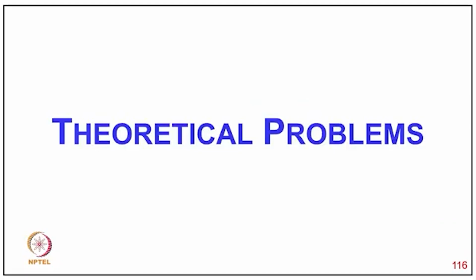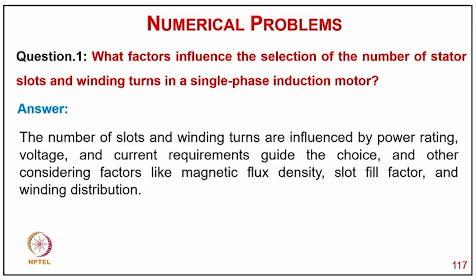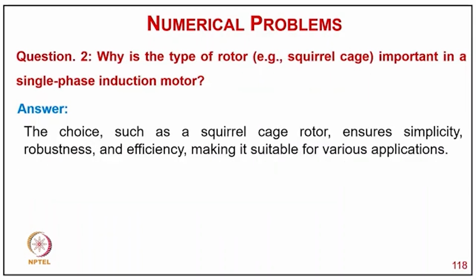So now coming to theoretical problems. Question 1: what factors influence the selection of the number of stator slots and winding turns in a single phase induction motor? The answer is the number of slots and winding turns are influenced by power rating, voltage and current requirement, guide and choice, and other considering factors like magnetic flux density, slot fill factor, and winding distribution.